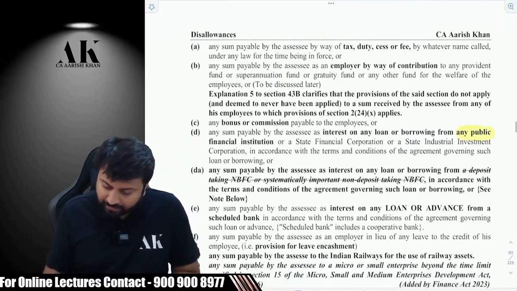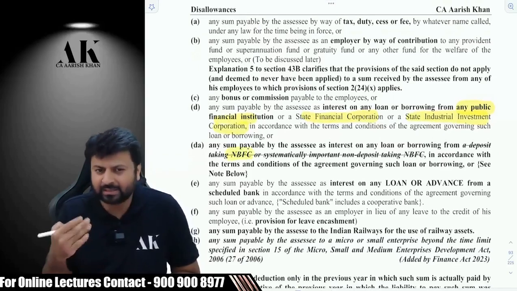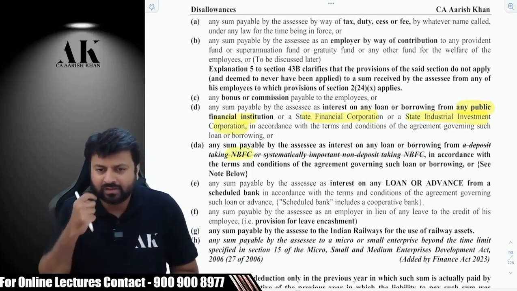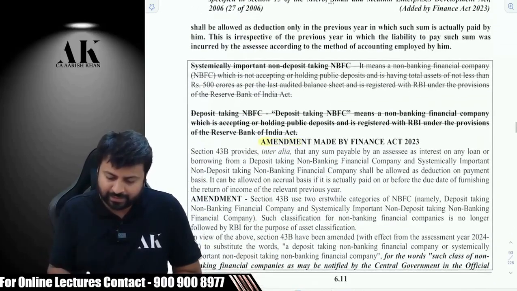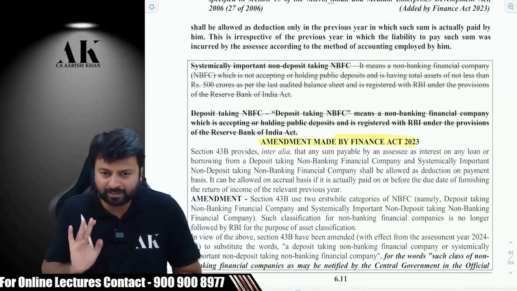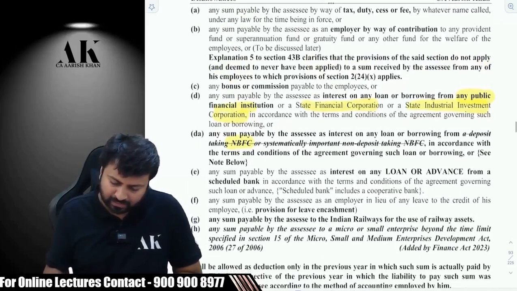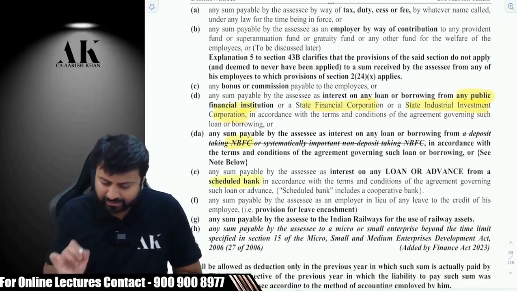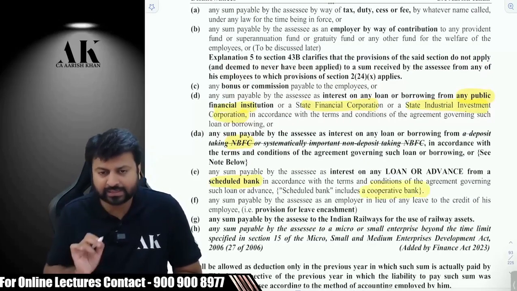So if I take a loan from any public financial institution, state financial corporation, state industrial investment corporation, etc. Or if I take a loan from certain NBFCs in which there are some amendments, so I have striked off that, because whenever an amendment comes, I generally strike off that and then write the amendment separately below. Can you see this? So that a student can have special attention on that particular provision. Or if you take a loan from a scheduled bank, along with cooperative banks, etc.